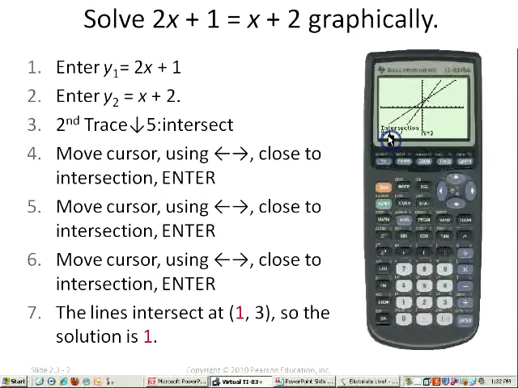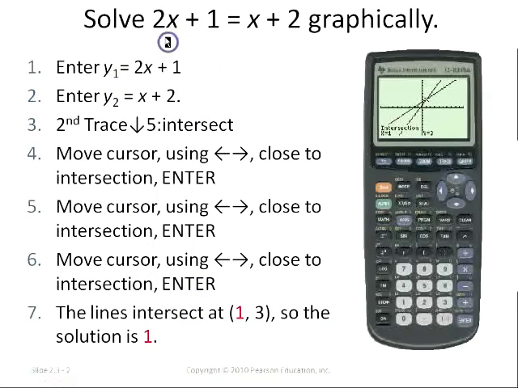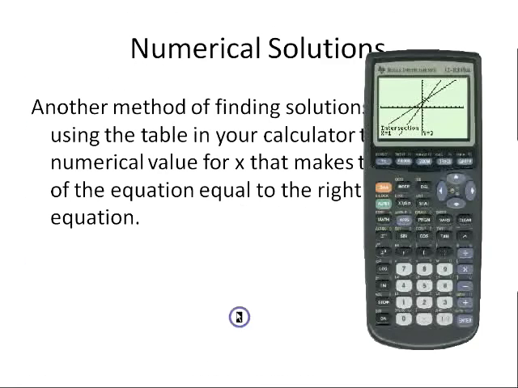It tells you now that the intersection is at the point x equals 1, y equals 3. Because our original problem dealt with x's here, it's only the x coordinate here that we look for.